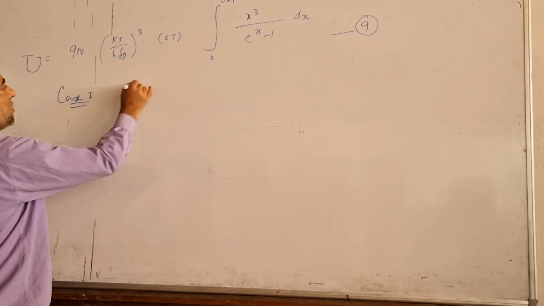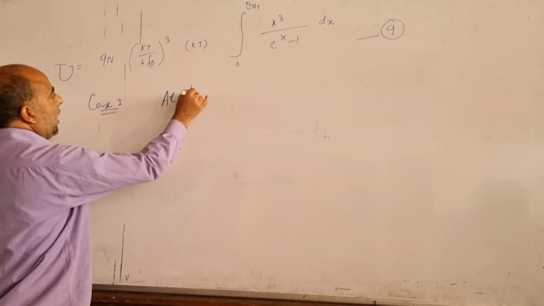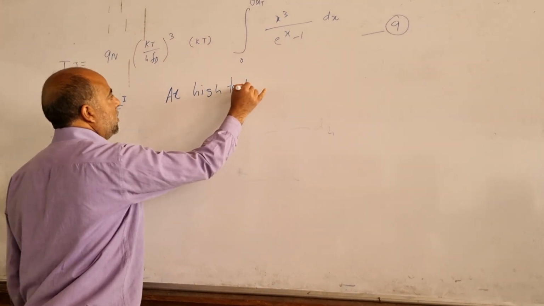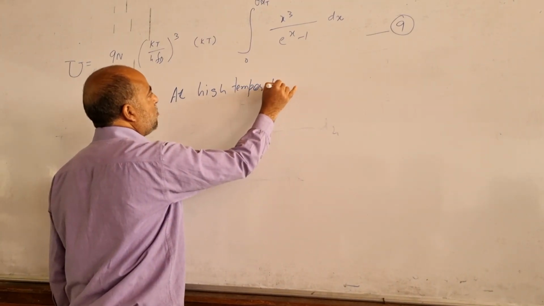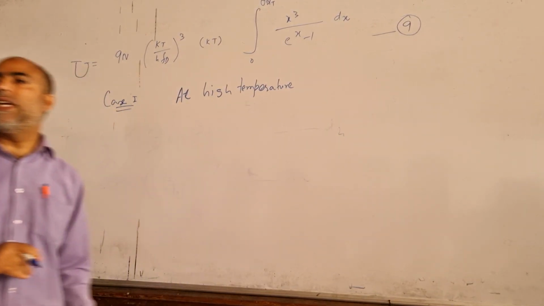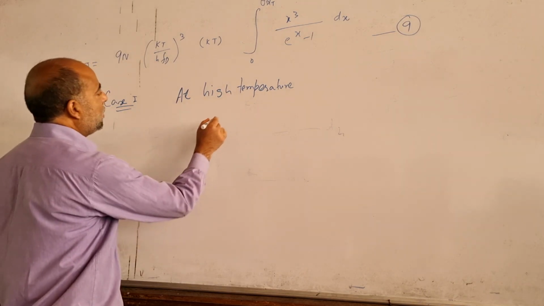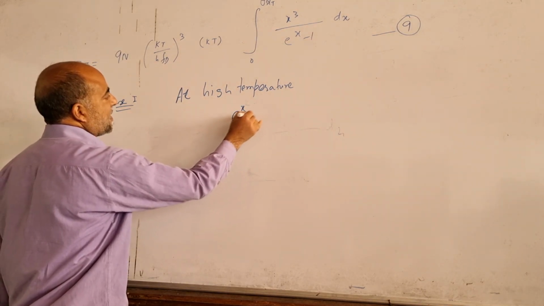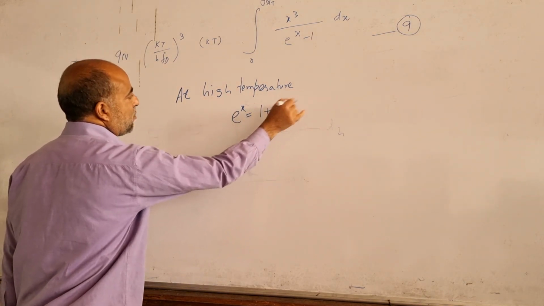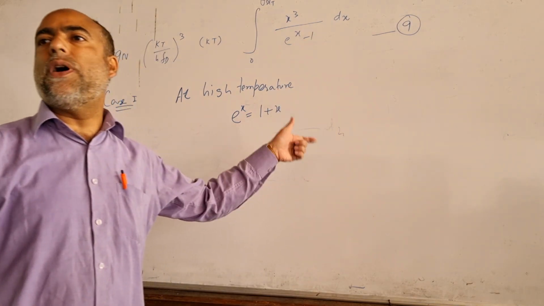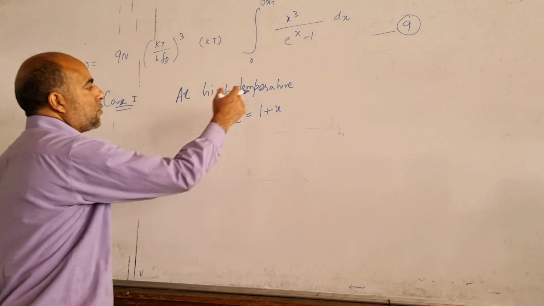High temperatures. We would like to see the behavior of specific heat at high temperatures. We know that e raised to the power x is equal to 1 plus x plus x square by 2 factorial plus x cube by 3 factorial, and so on.